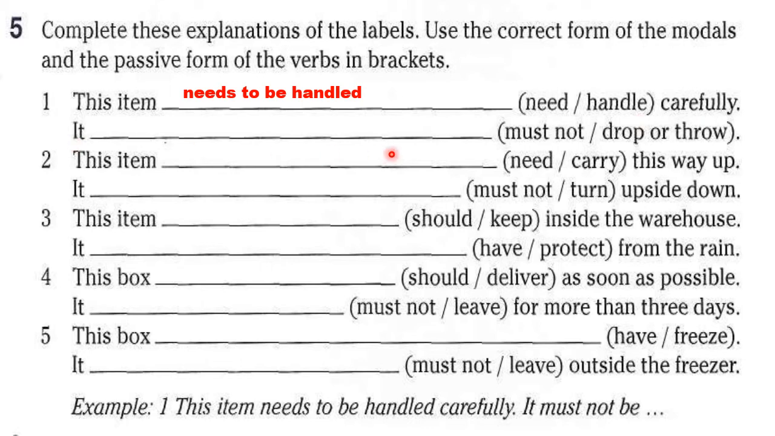Now, the answer, it must not drop or throw. We want to put this verb in passive. It must not, we have to add be after the modal, and we put the verb in the past participle, in the third form. So, it must not or mustn't be dropped or thrown. Dropped is the past participle of drop, and thrown is the past participle of throw. So we put be and the PP of the verb. Please take your time to answer 2, 3, 4, and 5.